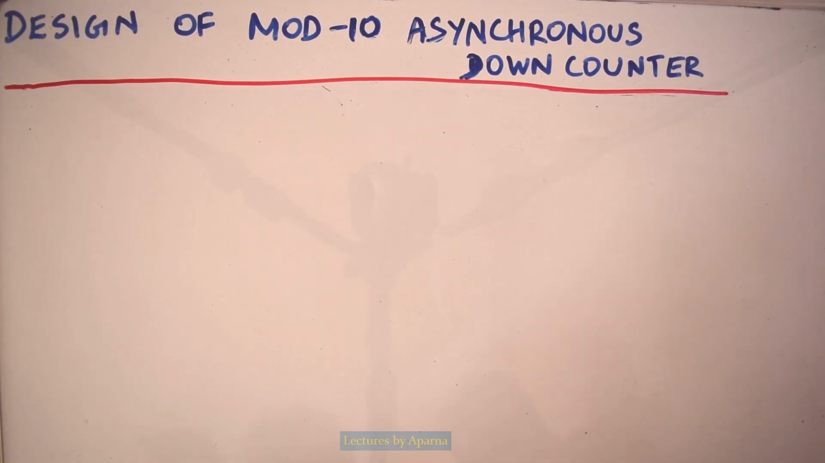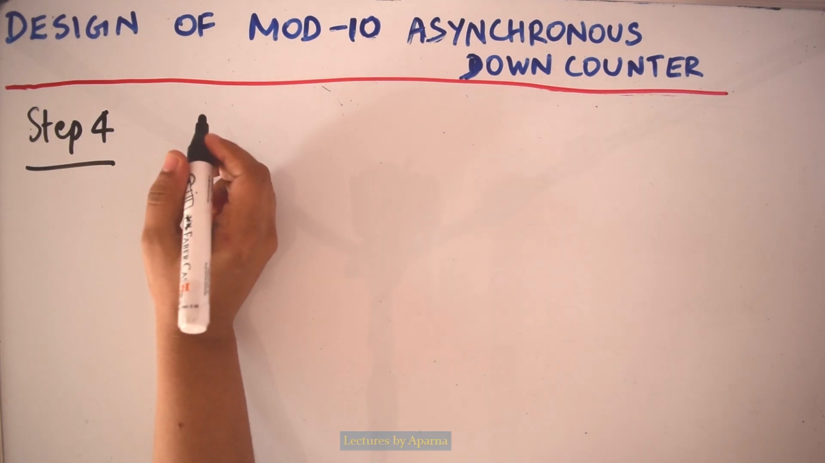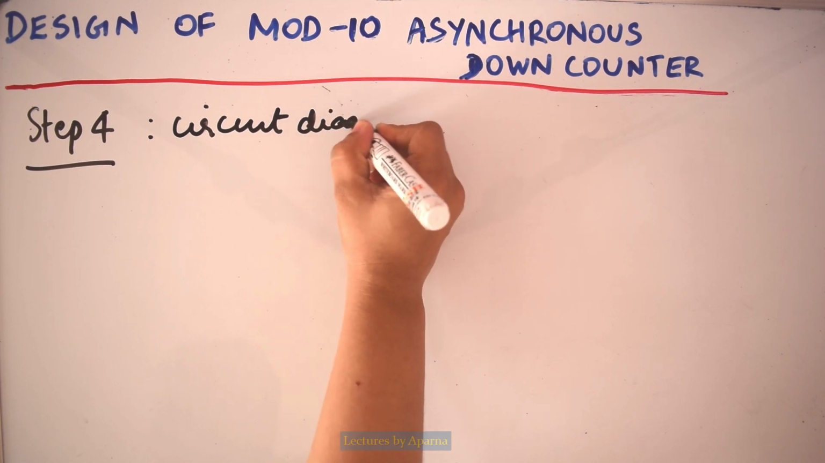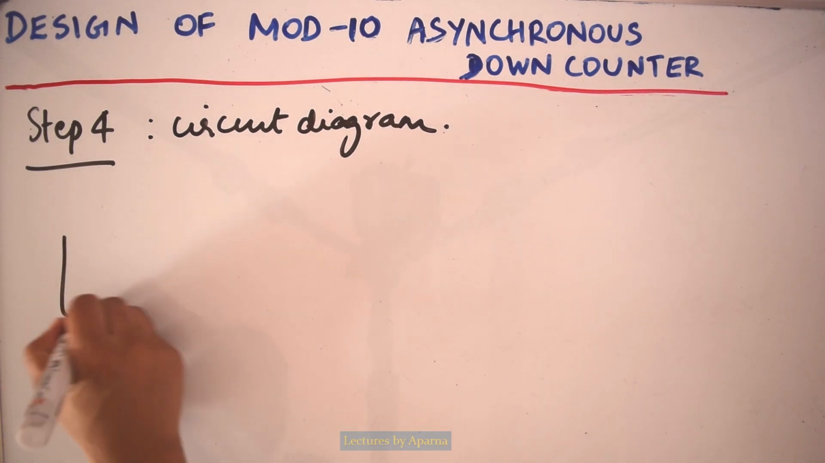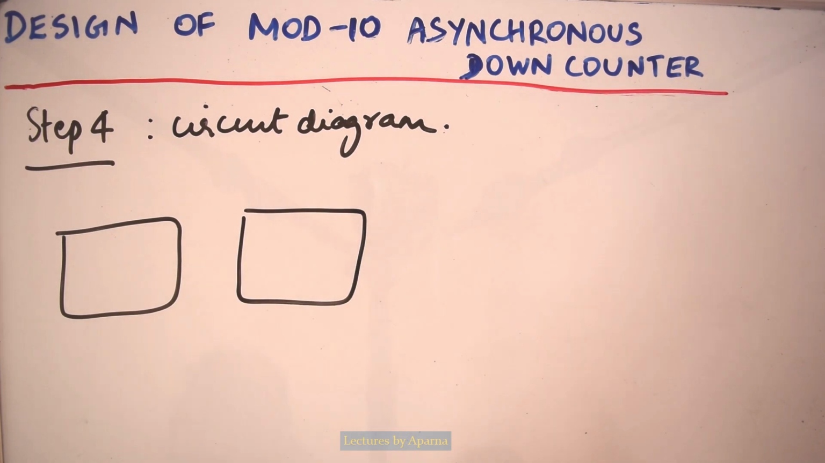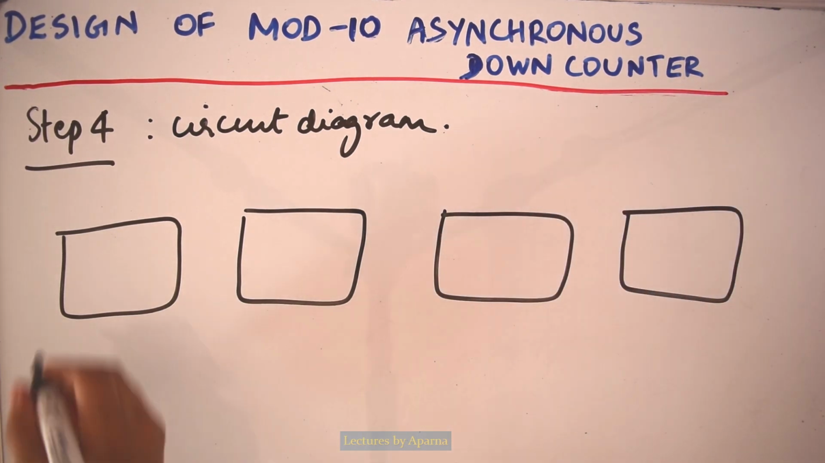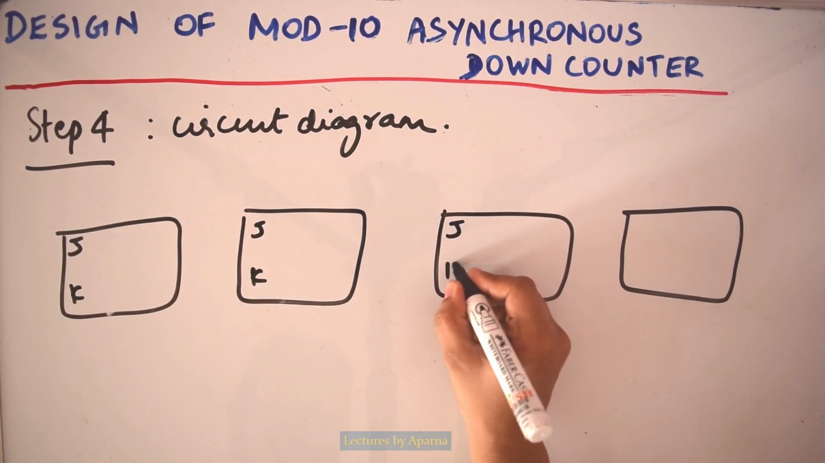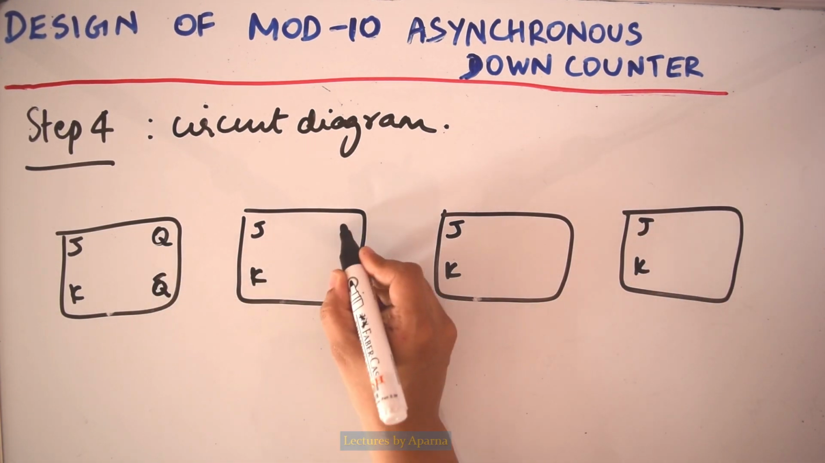Now the next step, that is step 4, is to draw the circuit diagram. So first I have to draw the JK flip-flops. 1, 2, 3, 4. There will be 4 JK flip-flops. These are the outputs Q, Q bar.